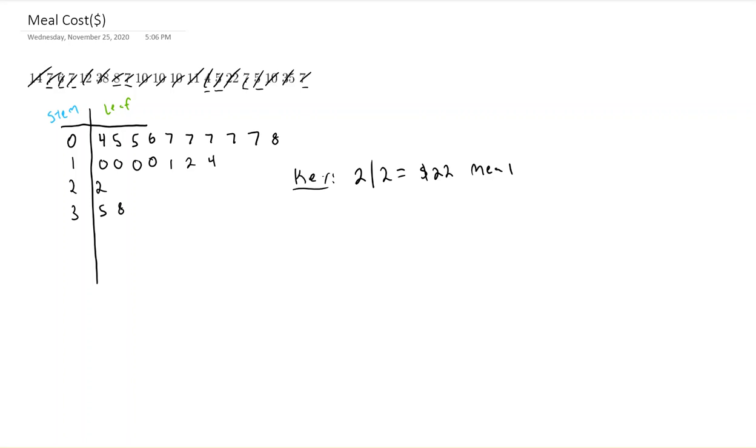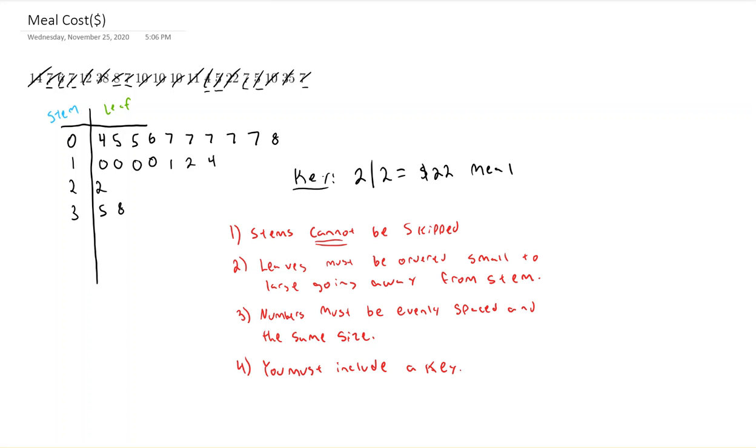So, big things for a stem and leaf plot. You cannot skip stems. You only start at the stem that gives you the smallest number, and you go through the stems to the largest ones. You must make your numbers the same size and evenly space them out, and the leaves must go from smallest to largest away from the stem. So stems cannot be skipped, leaves must be ordered small to large going away from the stem, numbers must be evenly spaced and the same size, and you must include a key.